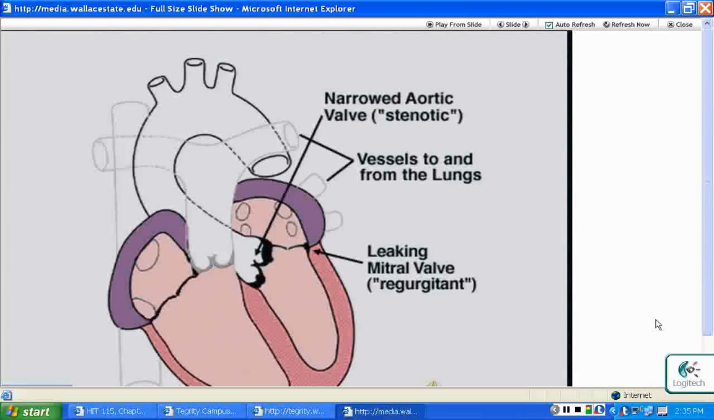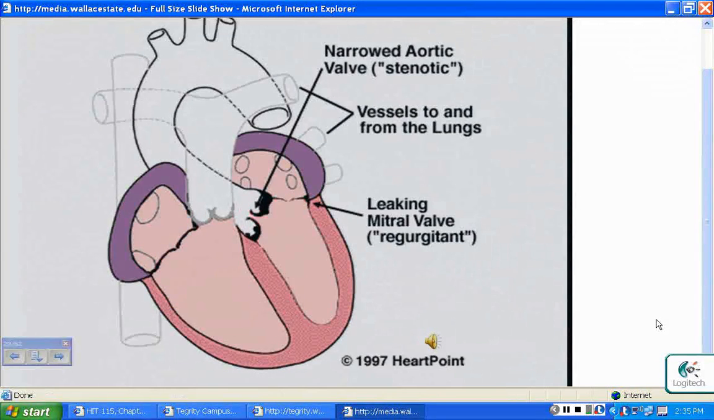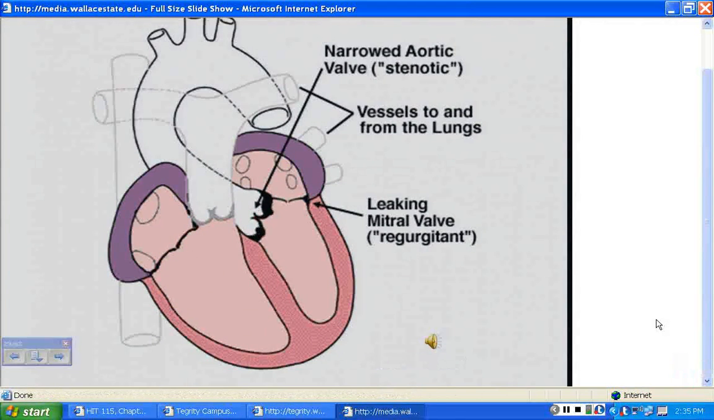This is an excellent diagram to show how the blood should be flowing one direction. The blood now is in the right atrium to the right ventricle, out the pulmonary artery. When it leaves the lungs, it's going to come back into the left side of the heart, which it is now: left atrium, left ventricle, out the aorta.